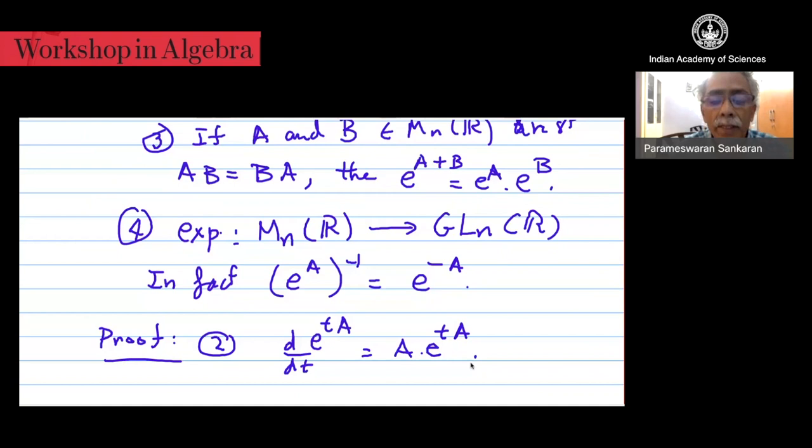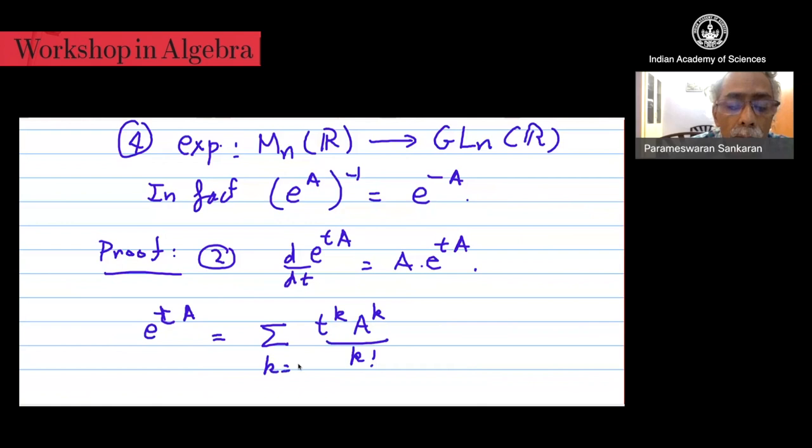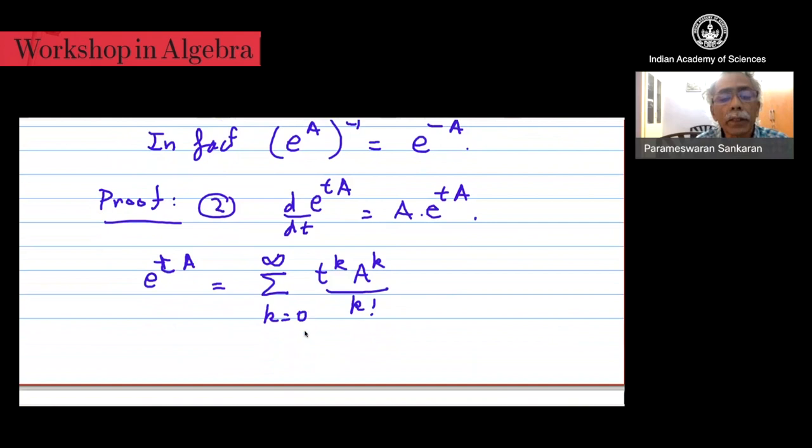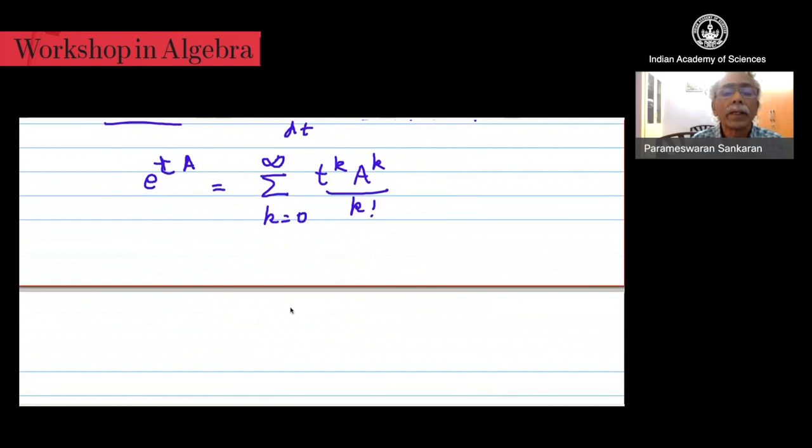Why is that? Okay. So you write here, you see, the advantage is that this sequence, so let's write this e power tA. This is equal to summation t power k A power k by k factorial, k going from 0 to infinity. When you think of it as a function of the variable t, this is still an absolutely convergent function, and it is uniformly convergent on compact sets. Because of that, you can just do term by term differentiation. Term by term derivative exists and it converges to the derivative of this function.